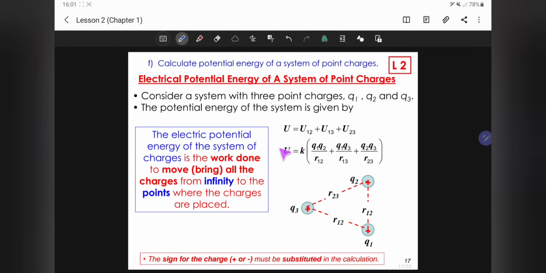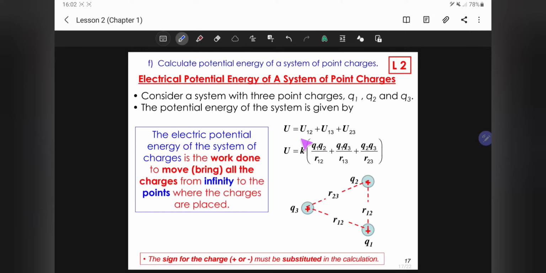Okay, so what is the meaning of this potential energy? The electric potential energy of the system of charges is the work done to move or bring all the charges from infinity to the points where the charges are placed. Now this is the position of Q1, Q2, and Q3. By calculating the total electrical potential energy here, we are talking about the work done in bringing these three charges from infinity to their own positions. That is the meaning of the potential energy here.